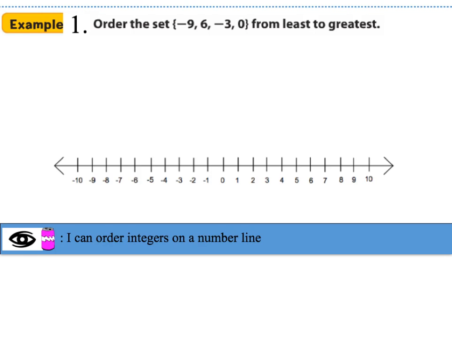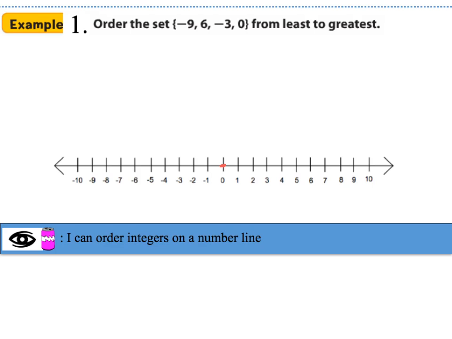So example 1 says, order the set of numbers, which is negative 9, positive 6, negative 3, and 0, from least to greatest. So what I'm going to do is I'm going to go ahead and use this number line, and I know that 0 is in the center, so I'm going to place my first dot at 0. The next integer that we have is negative 9.